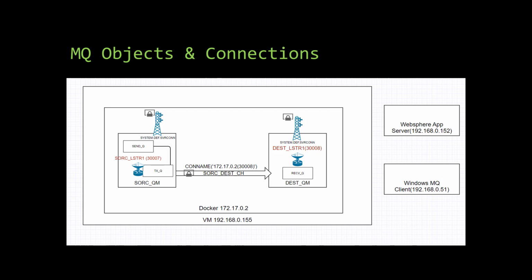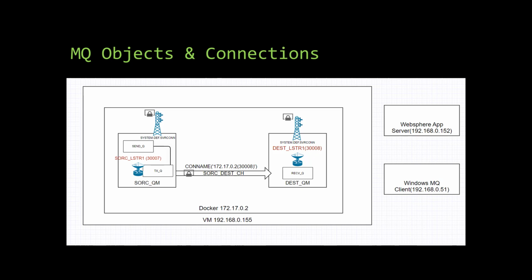Whenever we talk about MQ, we talk about queues, channels, listeners, etc. In queues there are local queues, remote queues, transmission queues, etc. For example, let's say we have two banks, bank A which is the source and bank B which is the destination. We want to send a message from bank A to bank B.